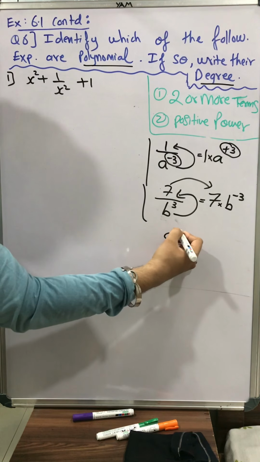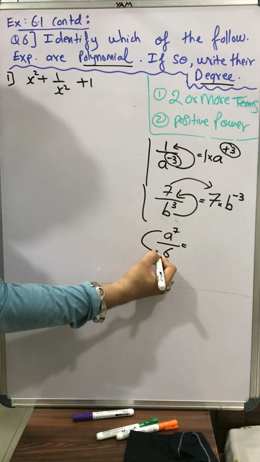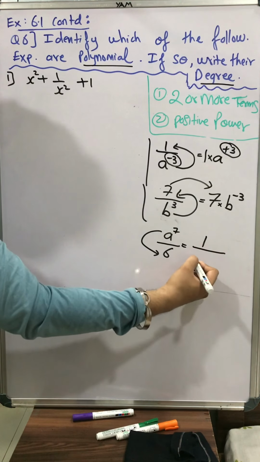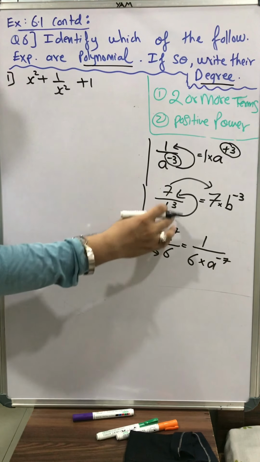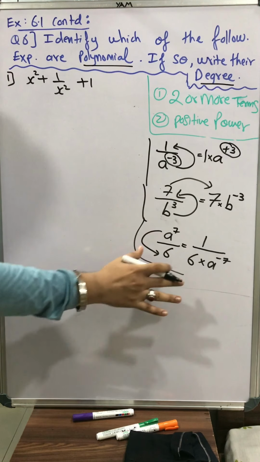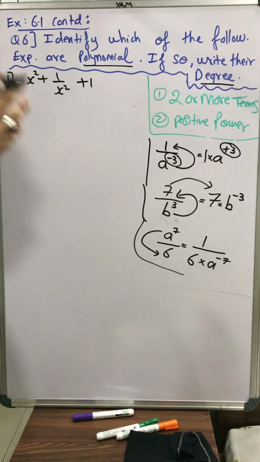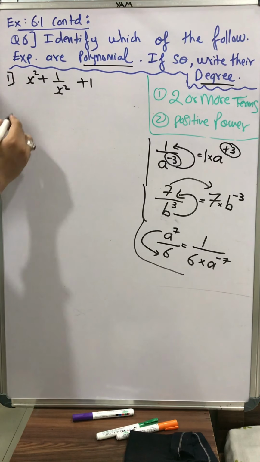So whenever there is a change in state, we can also go vice versa. For example, a raised to 7 upon 6. If I need to bring this a raised to 7 down, 6 is already there, and this will become a raised to minus 7. If a raised to 7 comes down, it becomes a raised to minus 7. So you should have this logic in your mind. After this question, when I say pause the video, at that time please copy this note also.